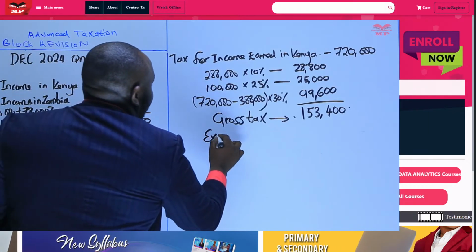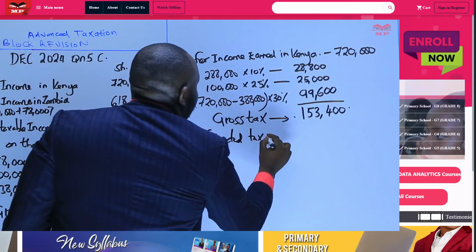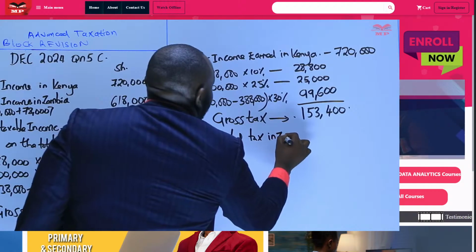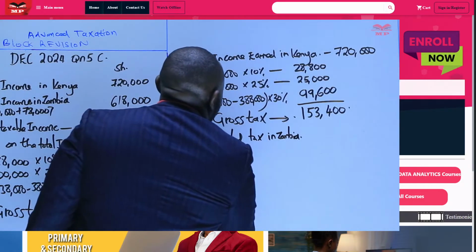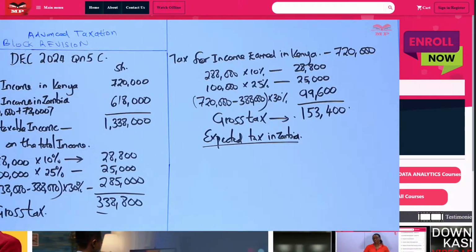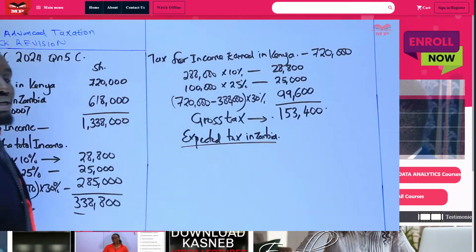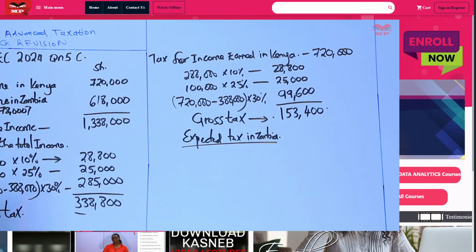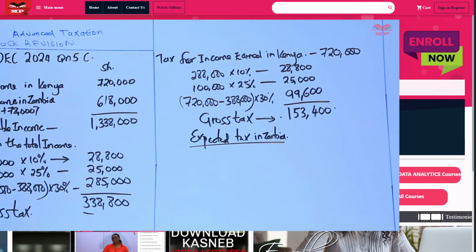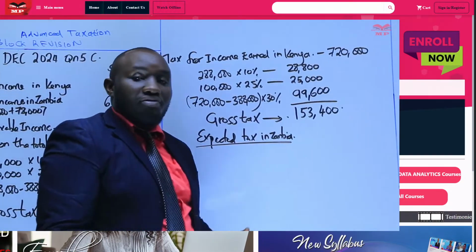Expected, what we call the expected tax in Zambia. We could as well less the relief, or remember that we can less relief here and less relief here, but at the same time we can decide just to get the gross figure, and as we get the double taxation relief, that relief will less the relief there.